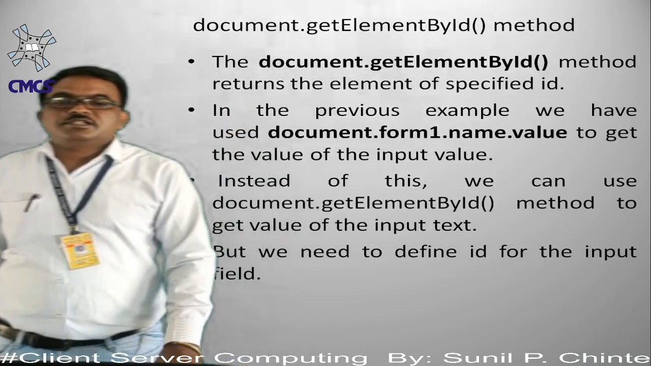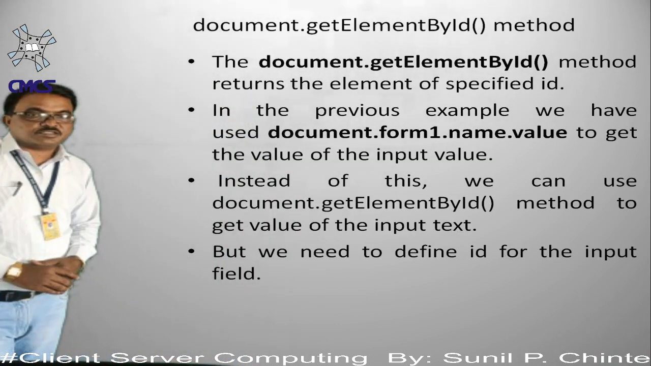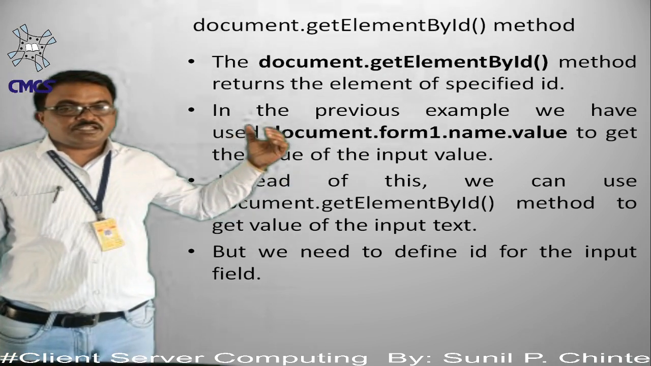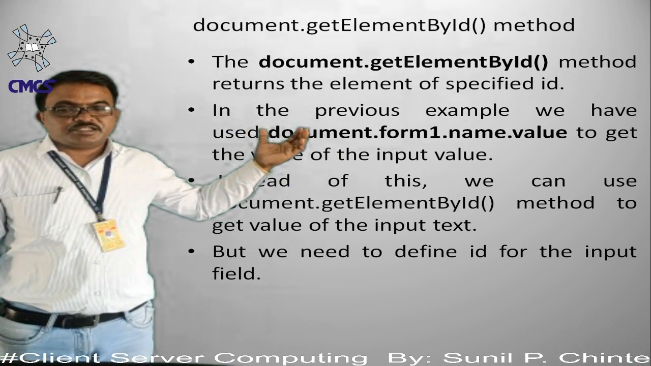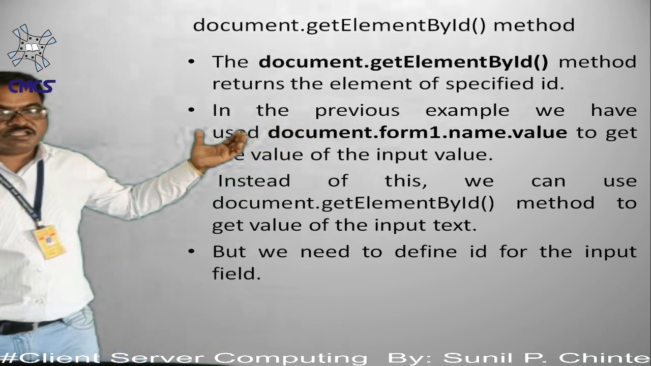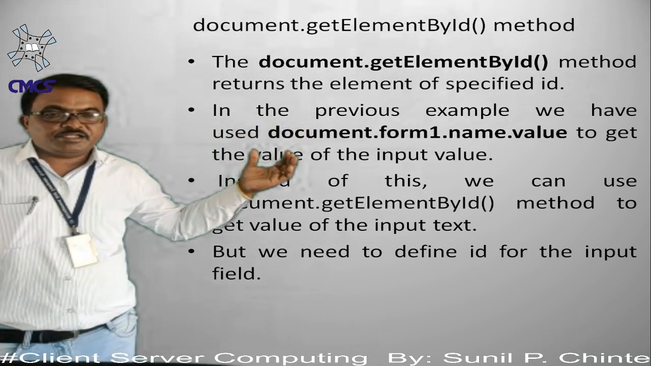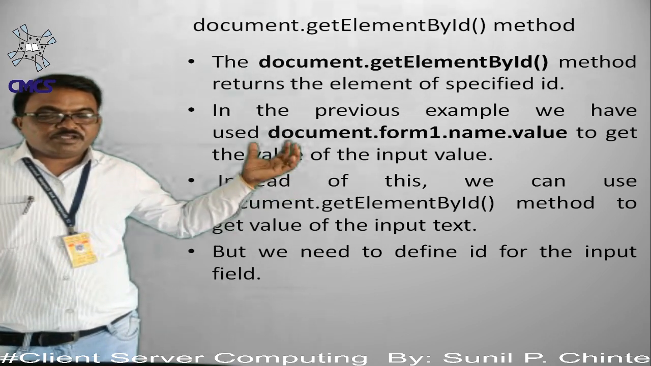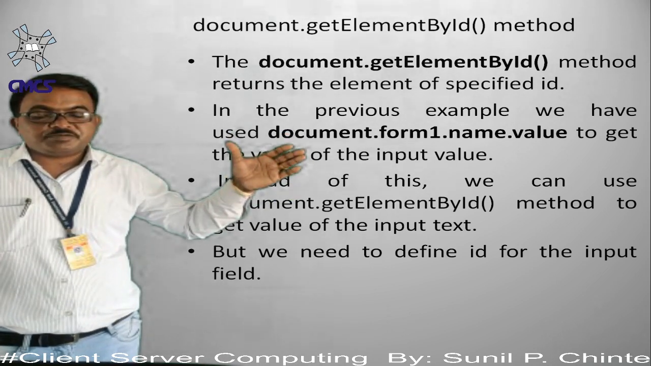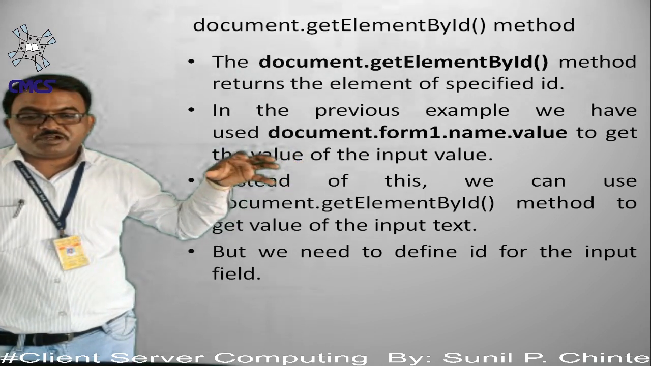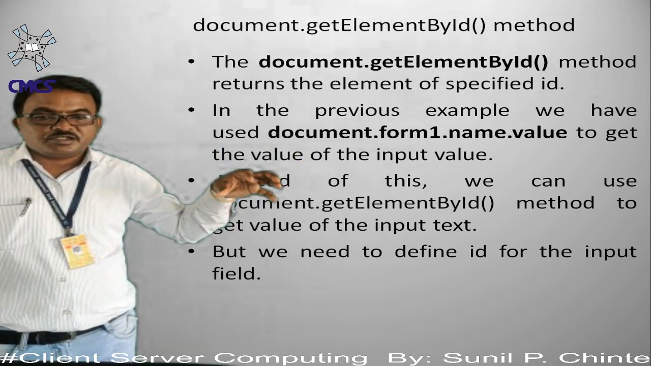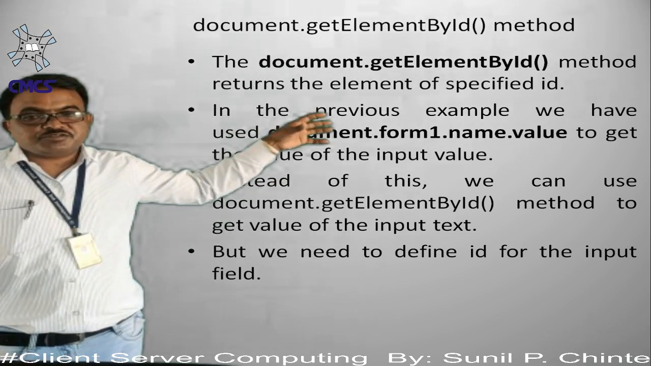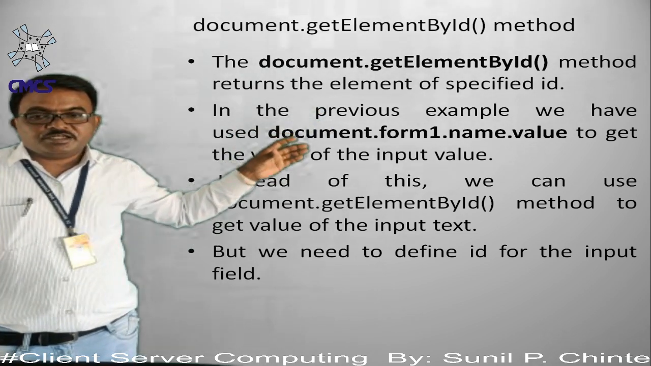Let's see another method through which an element can be accessed: getElementById. By using the getElementById method, the element can be returned with the specified id. If you want to access any element by using a specific id, we can use the getElementById method.